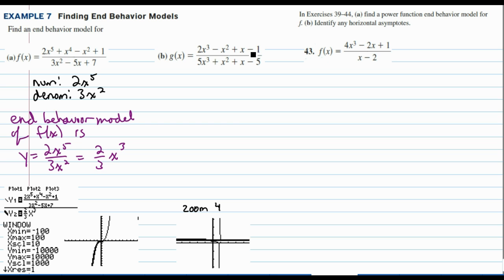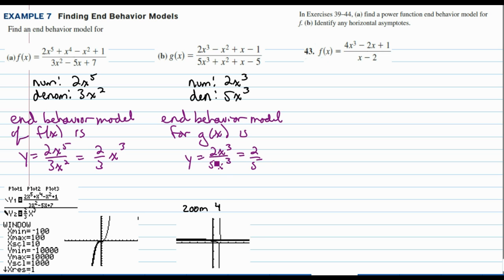Part B, again a rational function. In the numerator, the important term in this polynomial is 2x cubed. In the denominator, the important term is 5x cubed. So therefore, the end behavior model is y equals 2x cubed over 5x cubed, which reduces to 2/5. So it's really just a horizontal line.